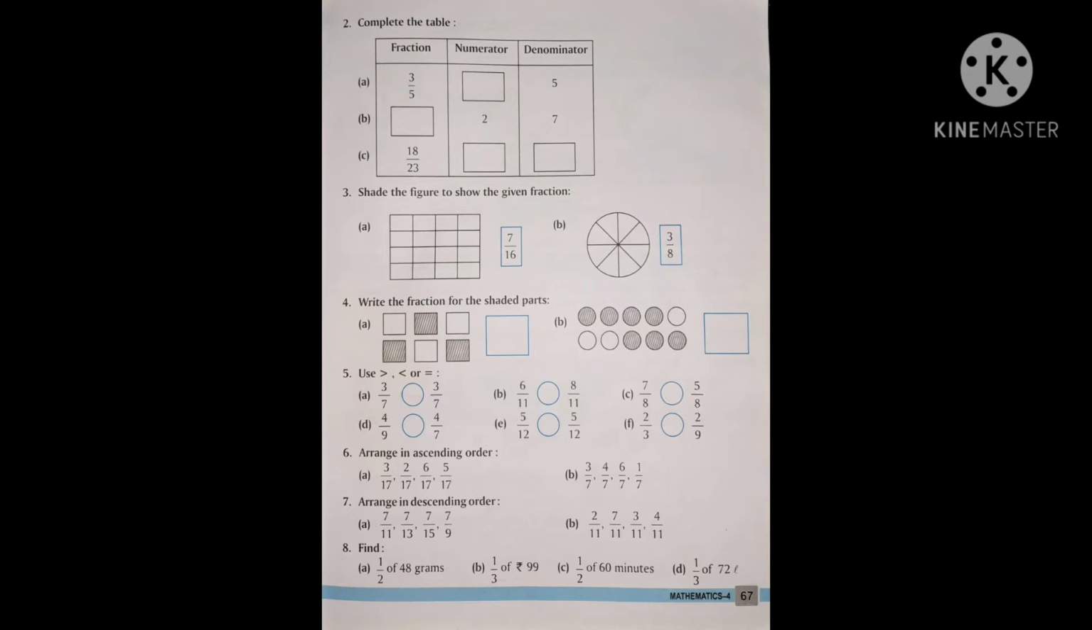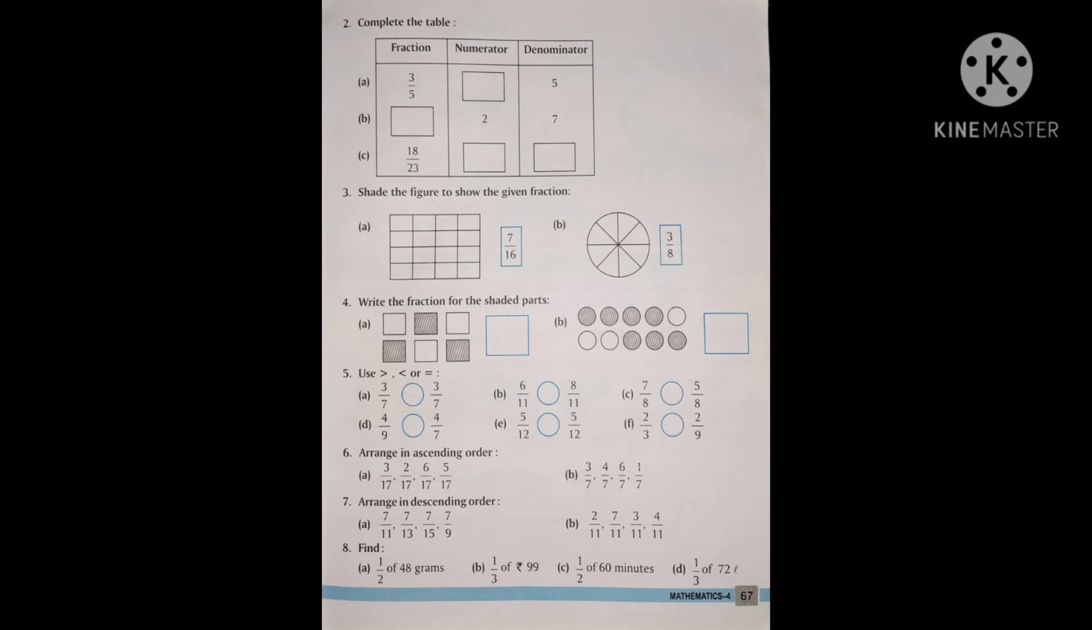Second question is complete the table. In the first column, the fraction is given. Second column, numerator. Third, denominator. From the fraction, you have to write the numerator and denominator. Or if the numerator and denominators are given, you have to write the fraction. Here the fraction is given 3 by 5. You know which is the numerator, which is the denominator. Complete the numerator box. Okay.